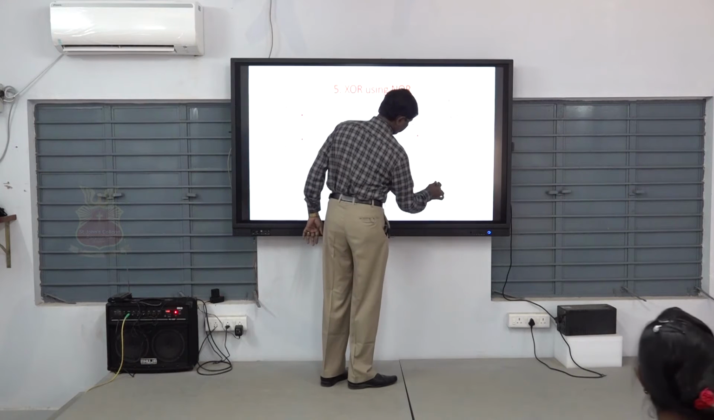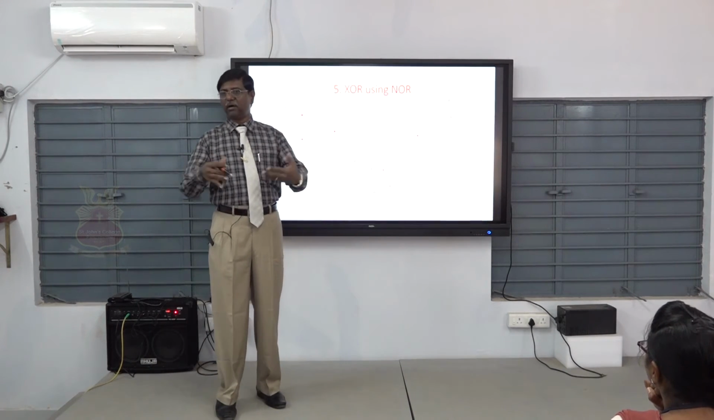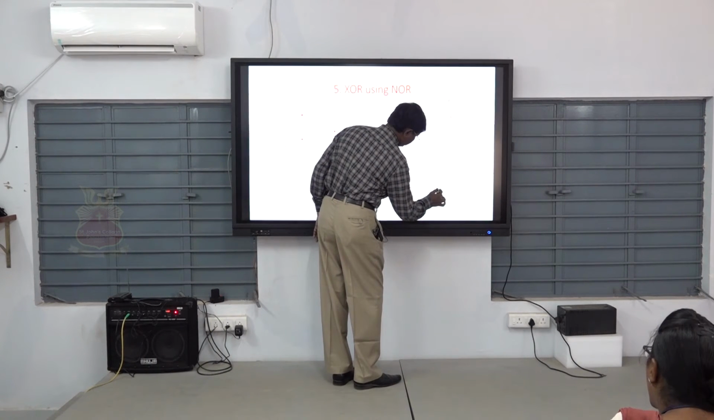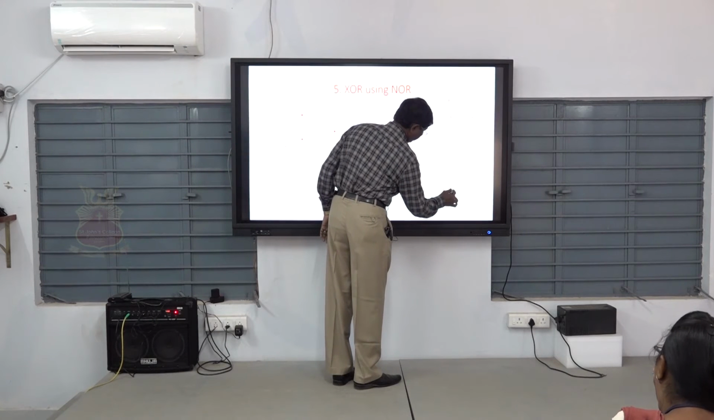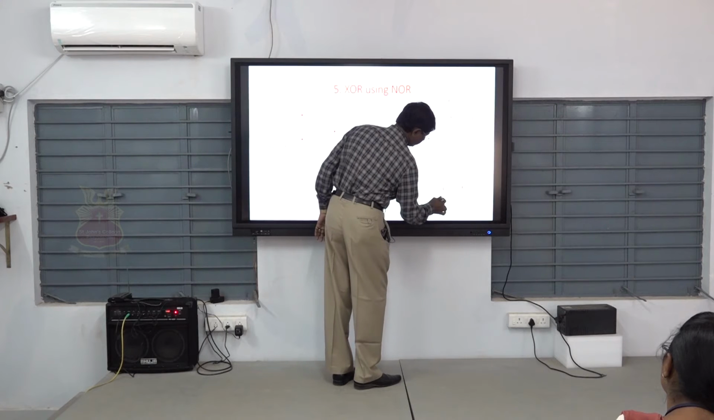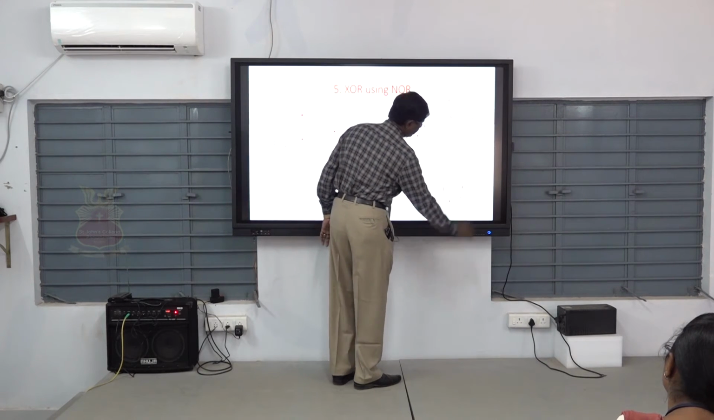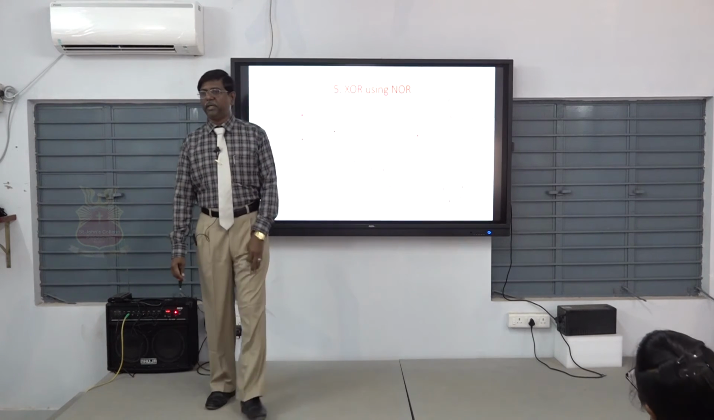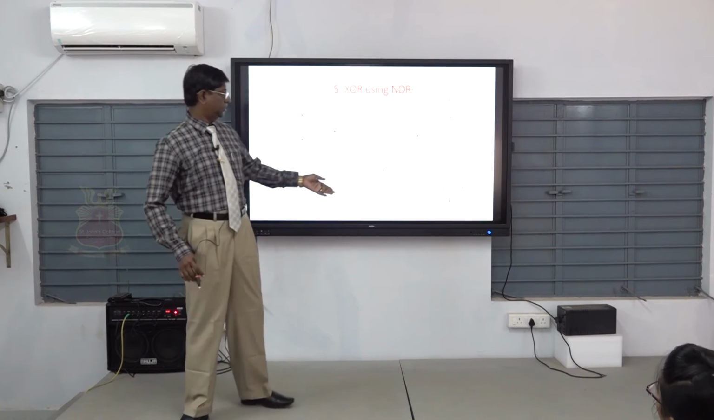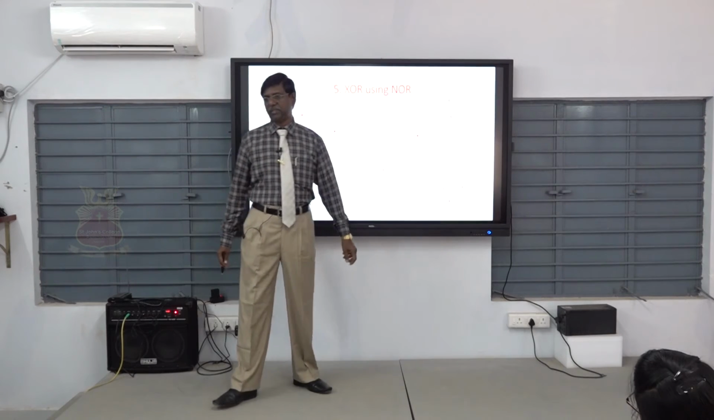Therefore, this final output is simply an OR operation. It will OR these two outputs. Therefore, this Y here will be equal to A B bar plus A bar B, which is nothing but A XOR B. Whenever we say A XOR B, it appears as if it is a very simple operation.